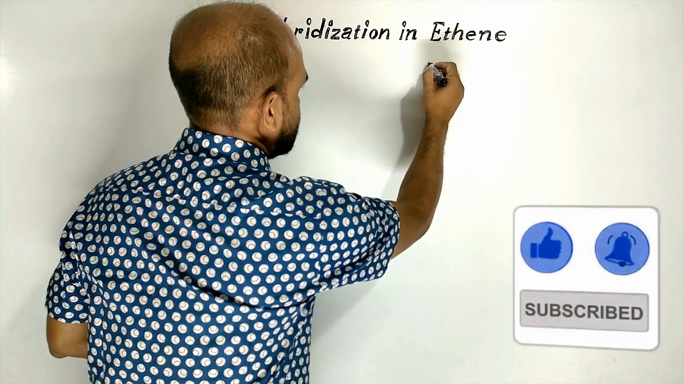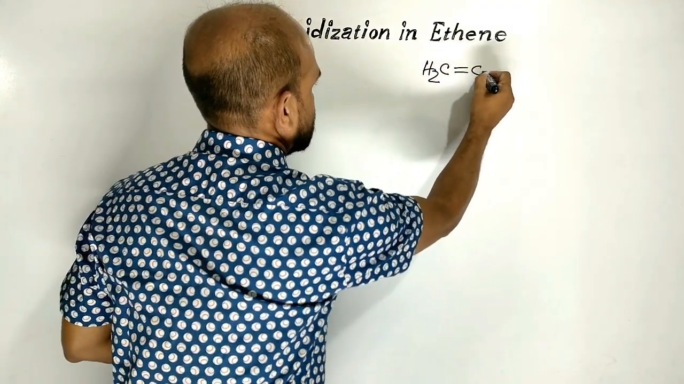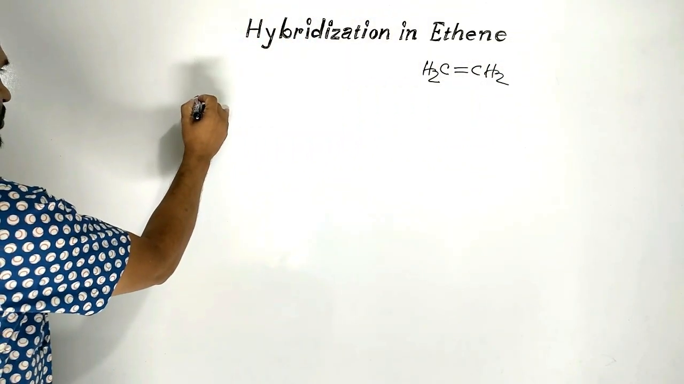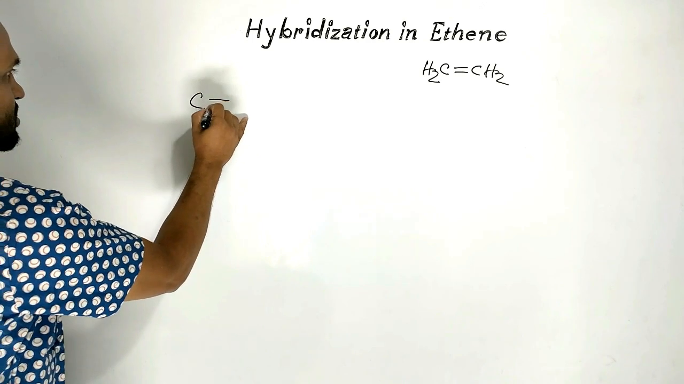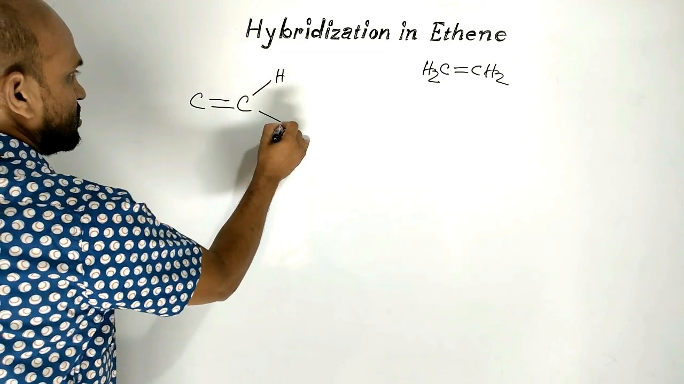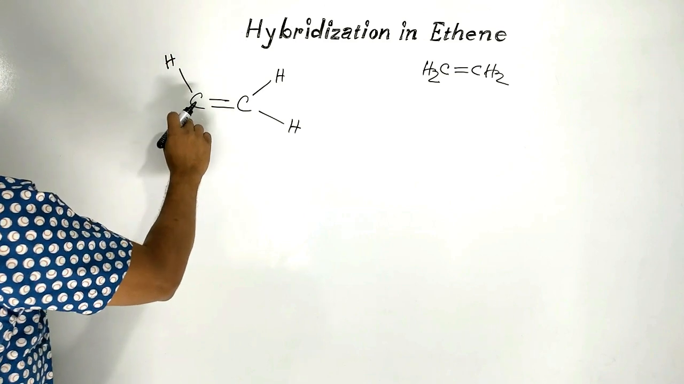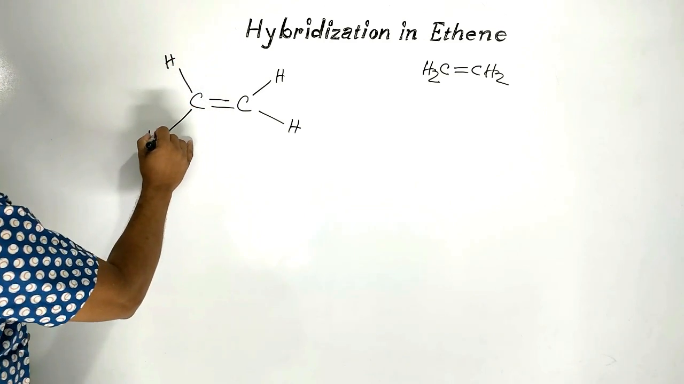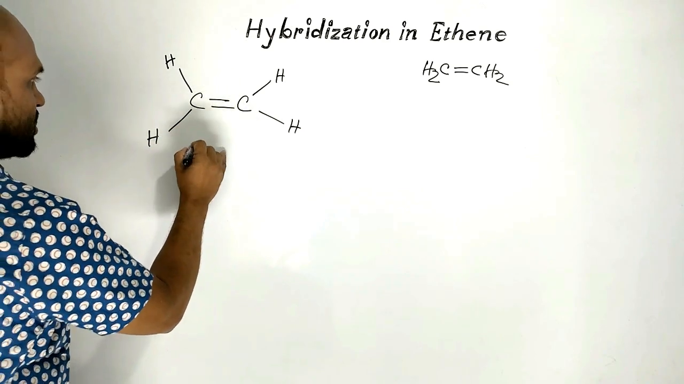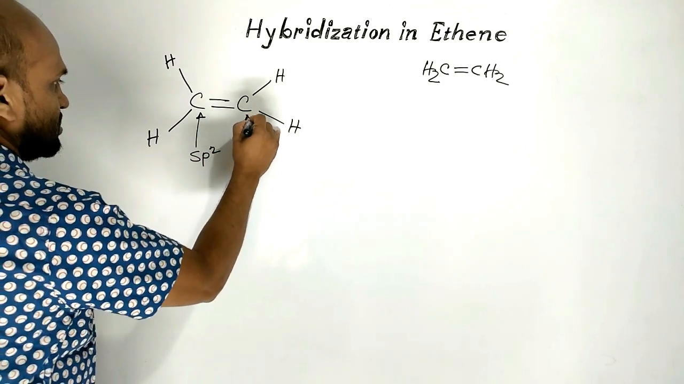Molecular formula of ethene is C2H4, and structure formula of ethene is carbon-carbon double bond, this carbon with 2 hydrogen atoms, this carbon as well with 2 hydrogen atoms. In ethene, carbon atoms are sp2 hybridized.